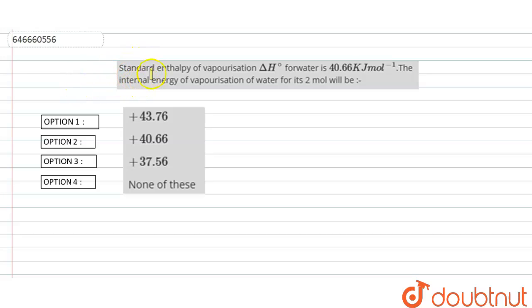Hello everyone. Let's start our question. The question says that the standard enthalpy of vaporization, that is delta H naught, for water is 40.66 kilojoules per mole. The internal energy of vaporization of water for its 2 moles will be, and here are 4 options provided.